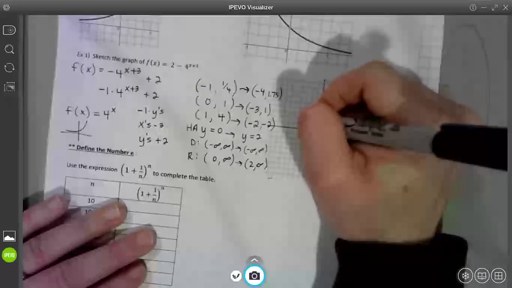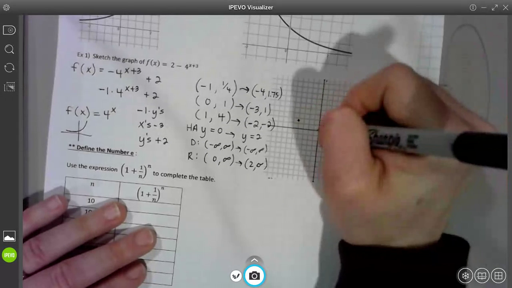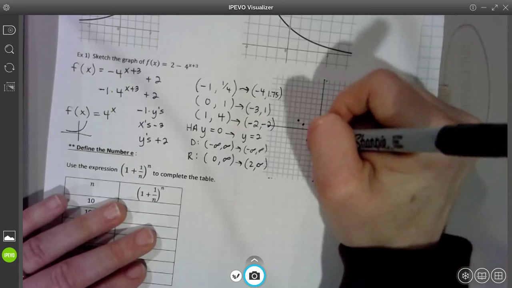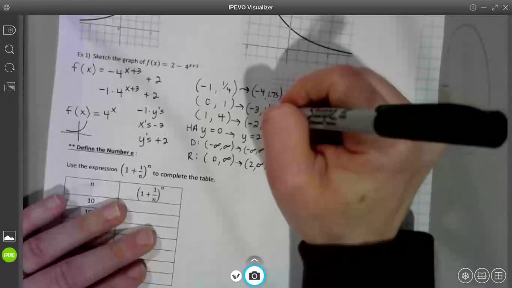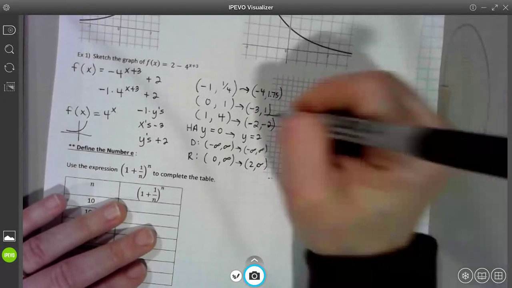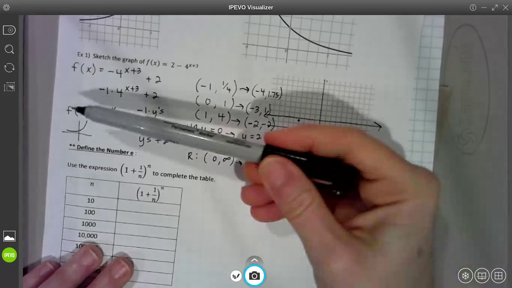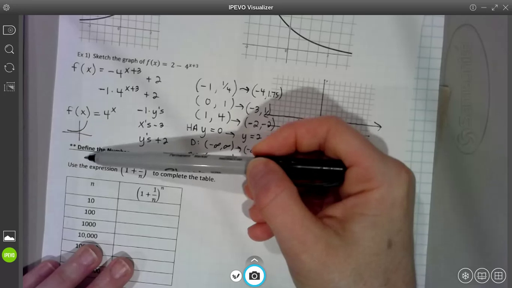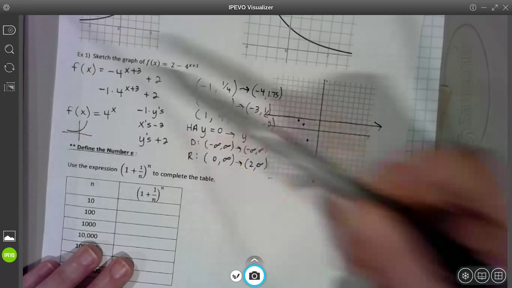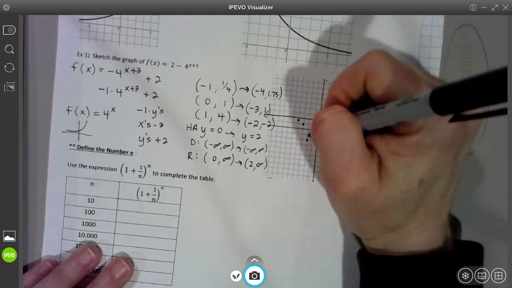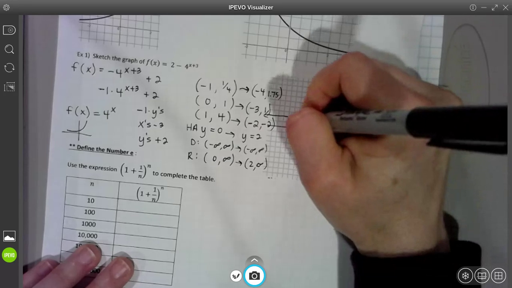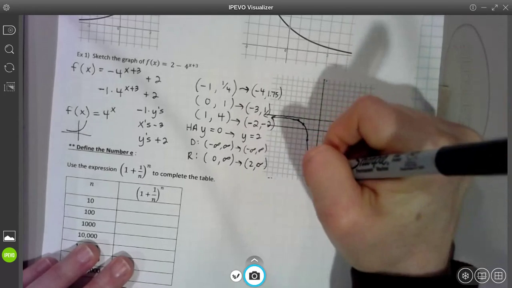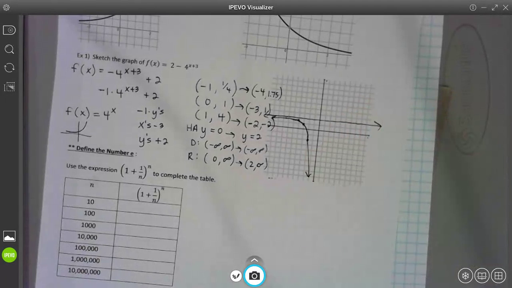-4, 1.75. -3, 1. -2, -2. And we have an HA at the line y equals 2. So guys, remember, this graph has been reflected over the x-axis, vertically stretched by a factor of 1, so not really stretched, and then shifted to the left 3. So now it's going to go through these 3 dots. It's going to hug that asymptote, and then it's going to get exponentially smaller. And there is your transformed graph.